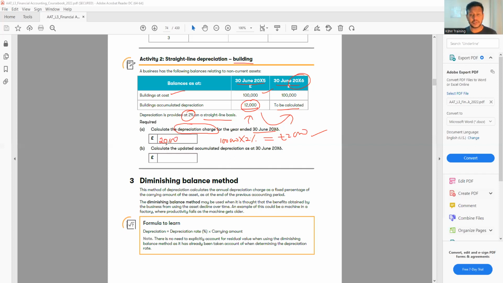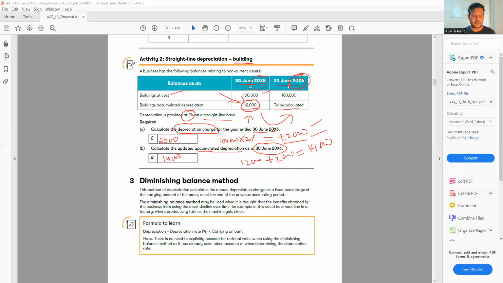On the other hand, how much will be the accumulated depreciation as at 30 June 2016? We already have 12,000 depreciation from the previous period. So 12,000 plus 2,000 in 2016. 12 plus 2 will be 14,000. So we already had 12,000 till 2015, and in 2016 we have another 2,000. That makes 14,000. The accumulated depreciation. Accumulated means up until today: how much is the total depreciation from day one.